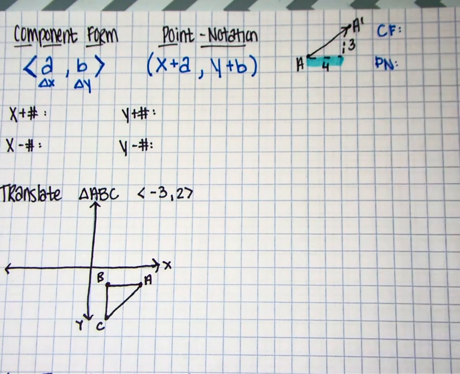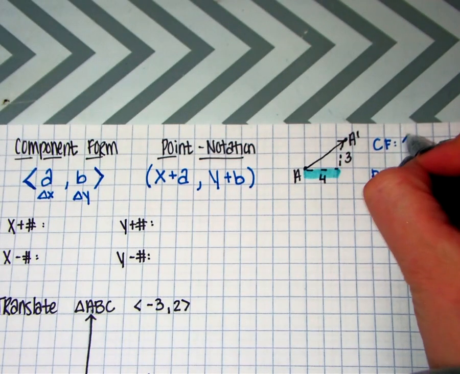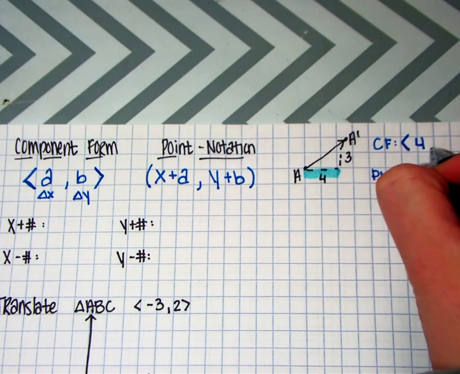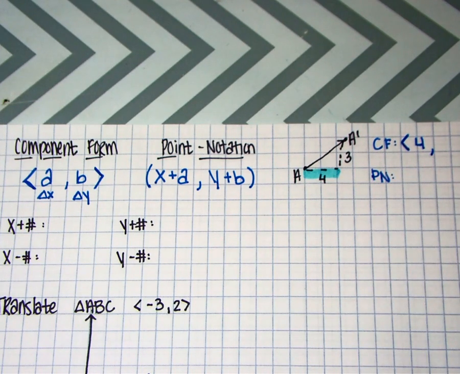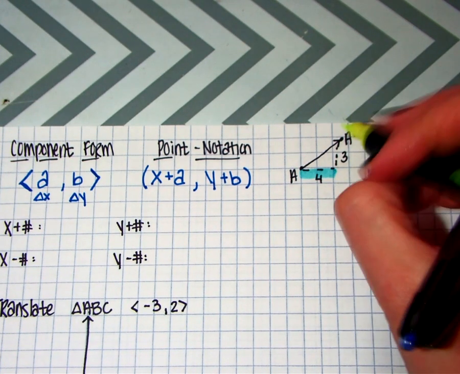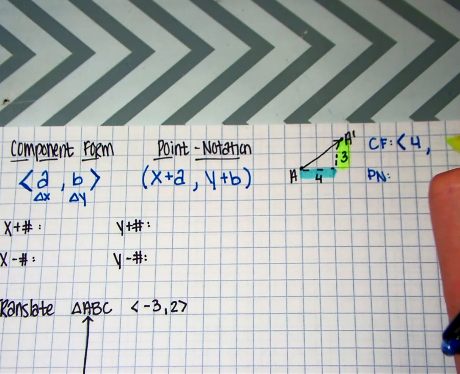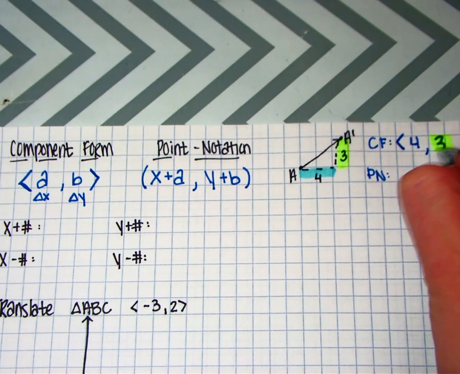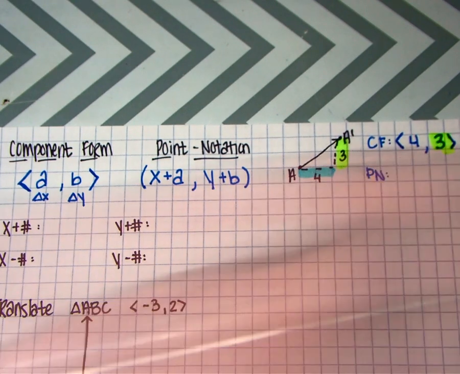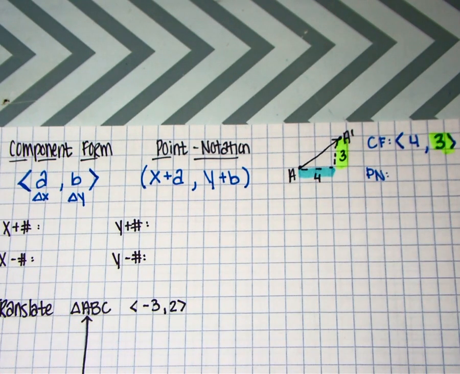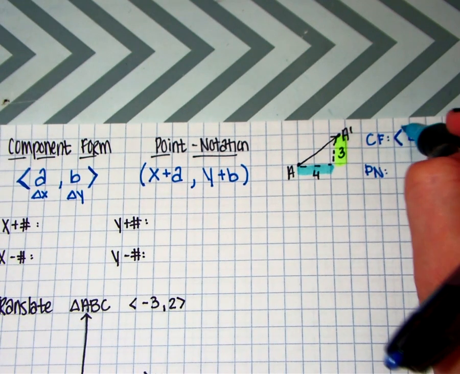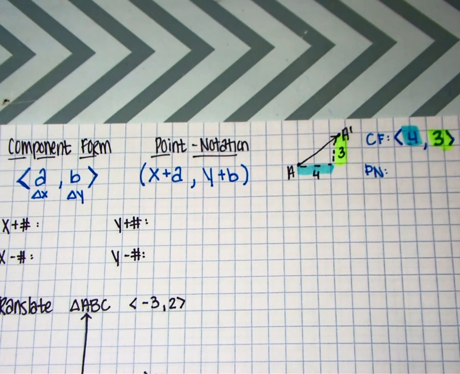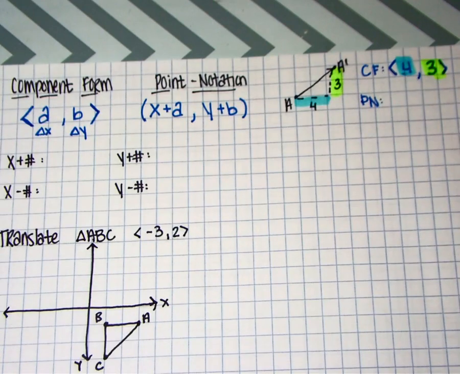So what that ends up meaning is when we're writing it in component form, we're going to put the 4 first. Then we look at our vertical, and vertical we're moving up 3. So right here for our vertical, we're going to put a 3. It is as easy as that. We're not doing anything else more complicated. We're just basically writing down how we're moving in 2 different forms.